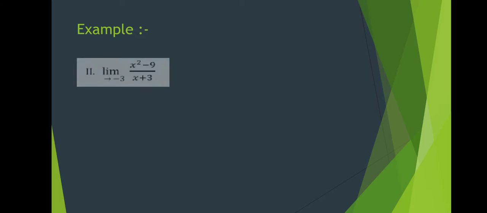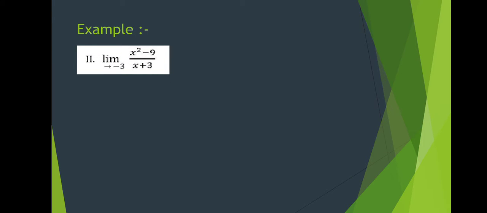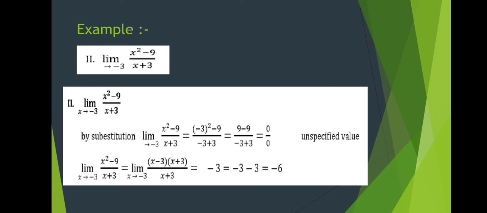For example, limit as x tends to negative 3 of x power 2 minus 9 over x plus 3. First, what do we do? Substitution. Then yes, cancel x and put negative 3. We get negative 3 power 2 minus 9 over negative 3 plus 3, equal 9 minus 9 over negative 3 plus 3, equal 0 over 0, unspecified values.